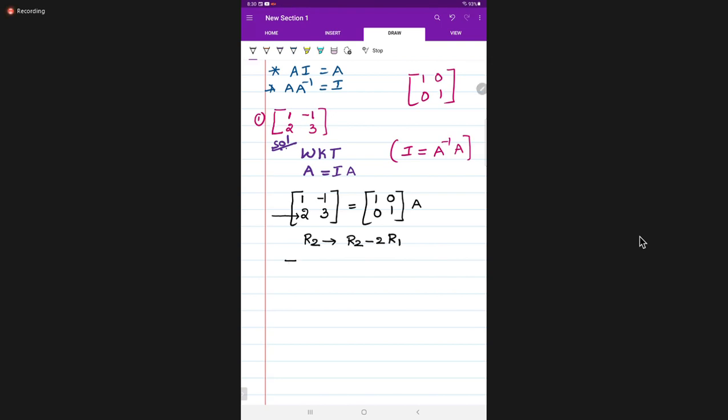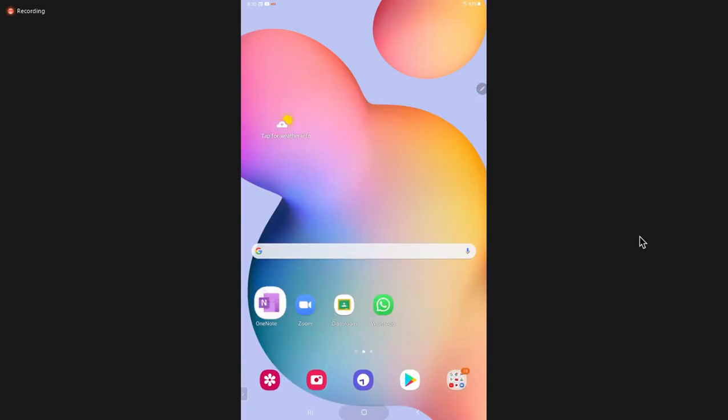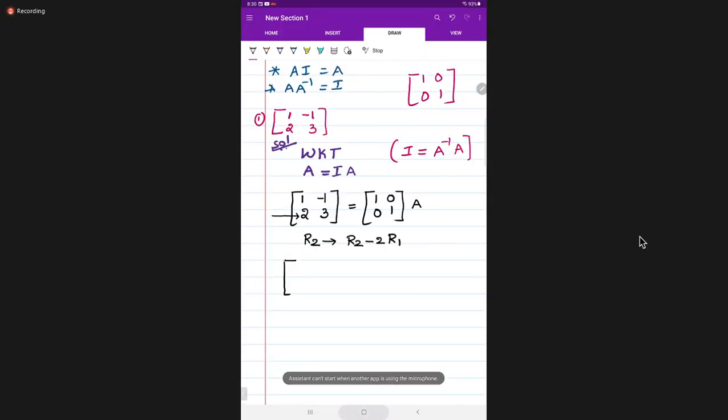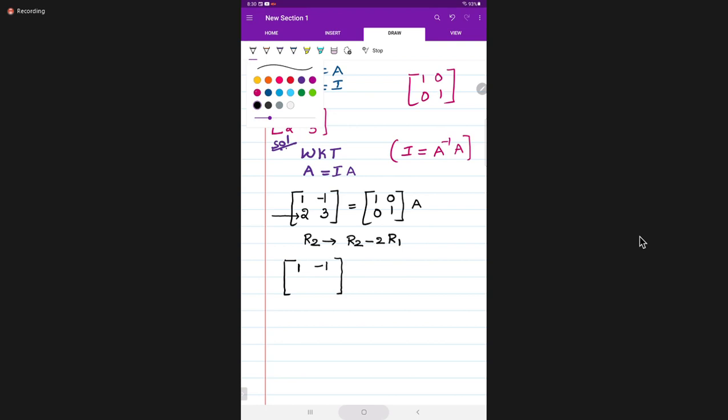So now the first row elements. Hello, is my voice clear, students? The first row, write as it is. Why? Because your operation is on the second row only. Students, is it clear? Now tell me, R2 implies R2 minus 2R1. Substitute: R2 first element is 2 minus 2 into R1, the upper element.